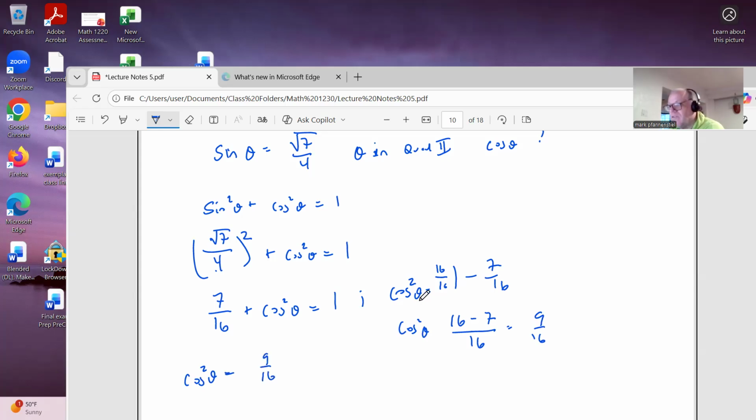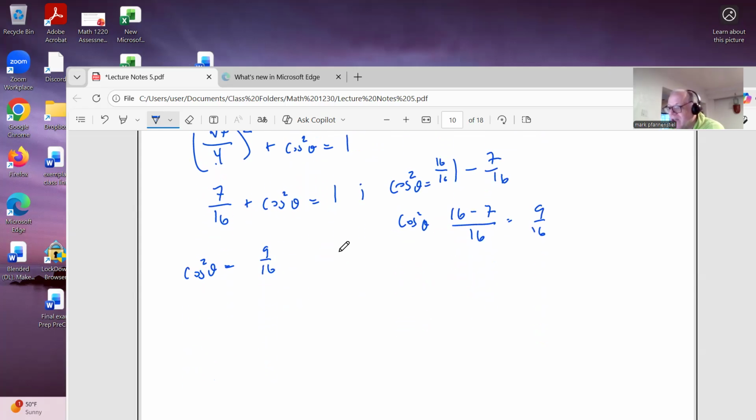Well, I didn't want cosine squared, I wanted cosine. How's that going to work? We're going to take the square root of both sides. When you take the square root of something with a variable in it, it's saying what values are going to lead into this. So we're going to need a plus or a minus. We have cosine is equal to plus or minus. Can I take the square root of 9 and call that a 3? Can I take the square root of 16 and call that a 4? And say that this is going to be plus or minus 3/4.